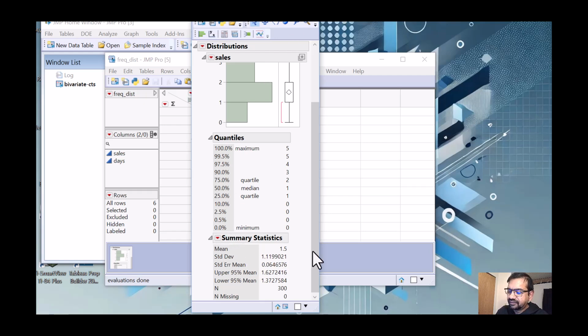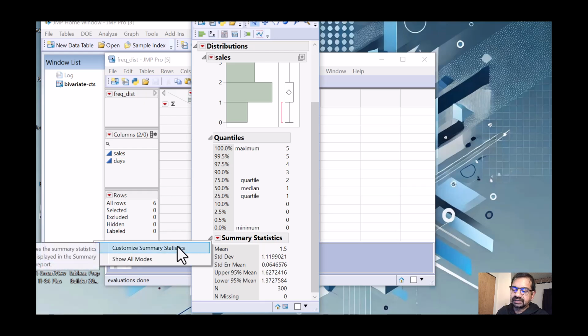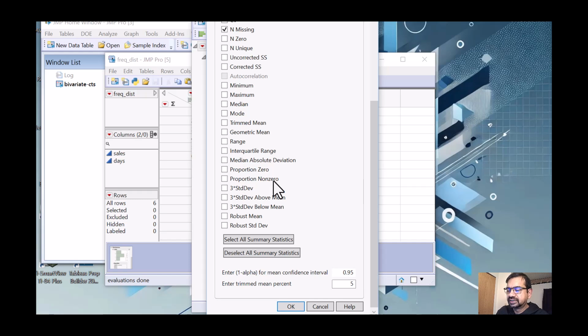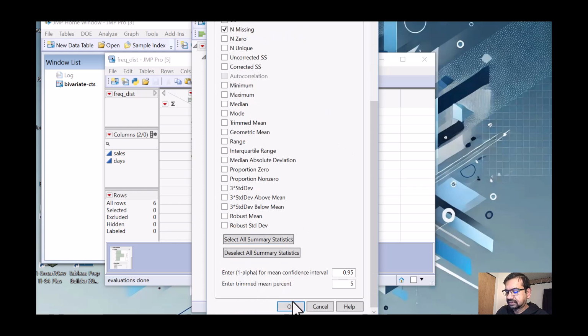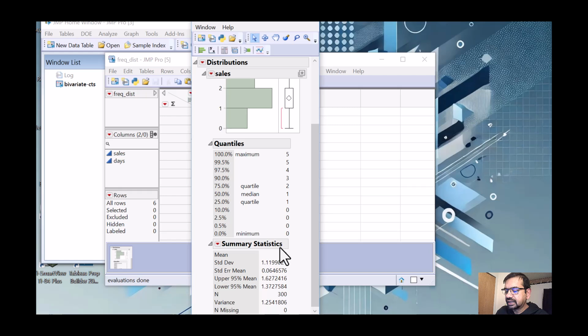To obtain the variance, it's giving us a standard deviation, which we obtained before, but to get the variance, we can click on Customize Summary Stats, and then choose the option Variance as well. So when I click Variance, the variance indeed is 1.25, as we had gotten before. So again, we'll make use of the frequency options in JMP to obtain weighted averages or expected values.